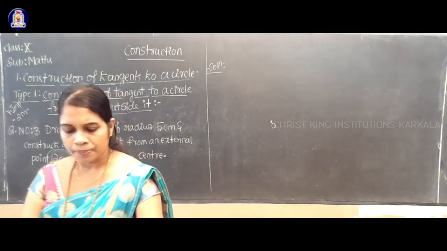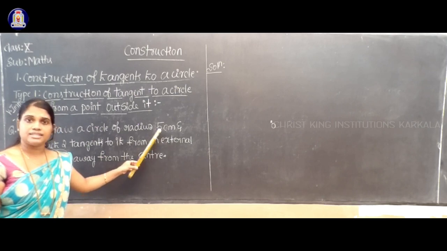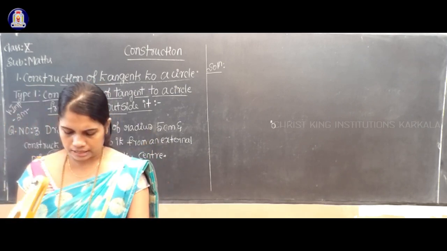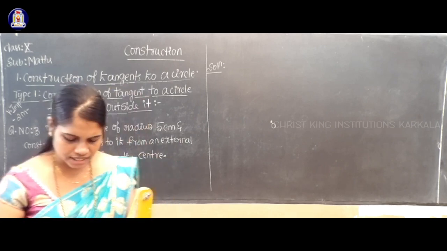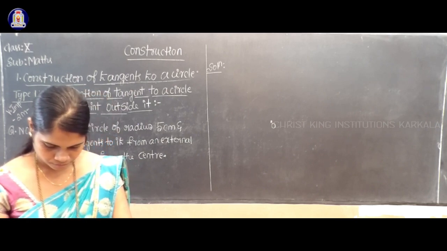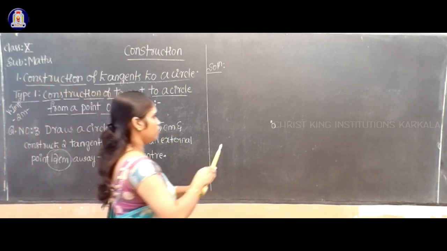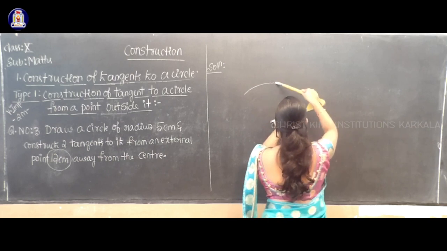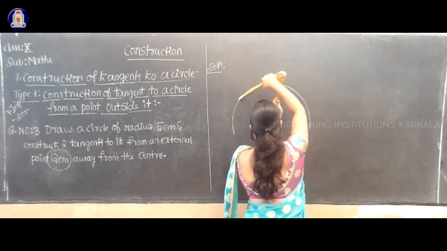Okay. So now by taking 5 cm as a radius, I will construct one circle. Yes, I will take 5 cm as a radius and construct one circle.